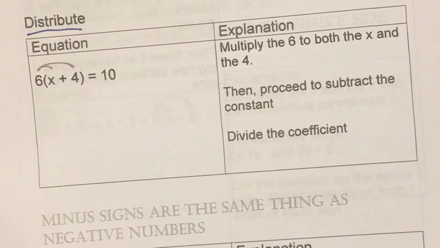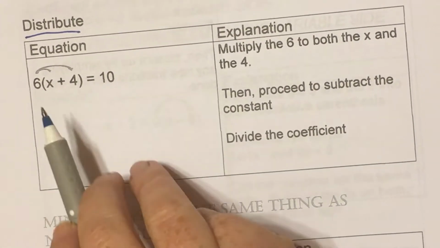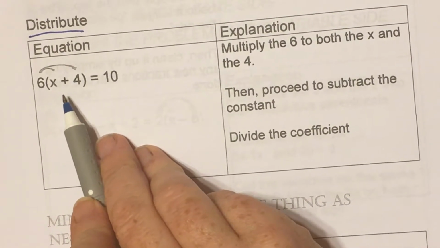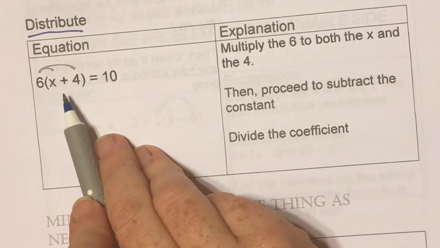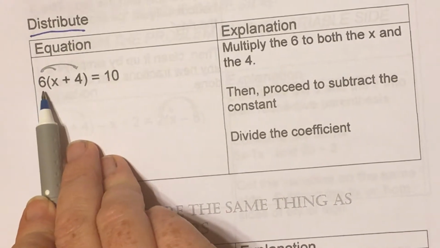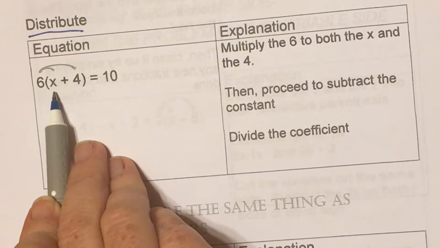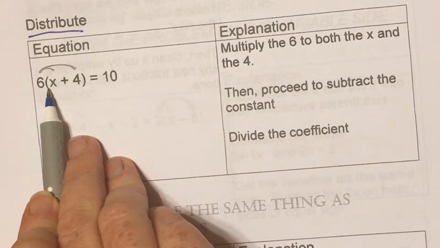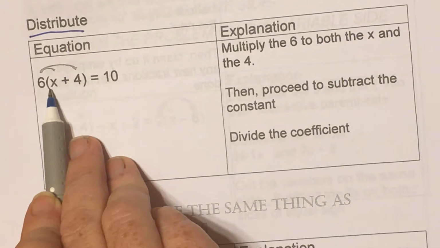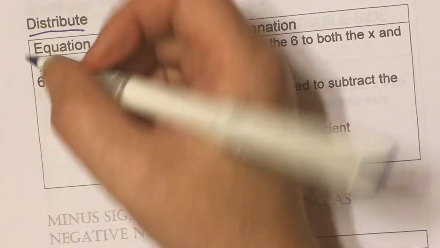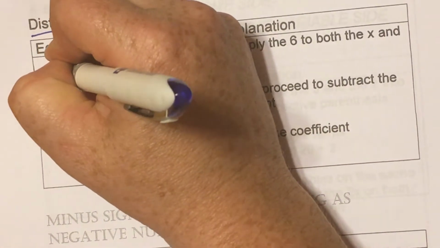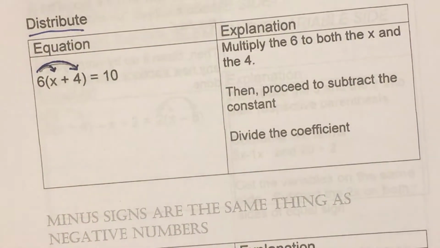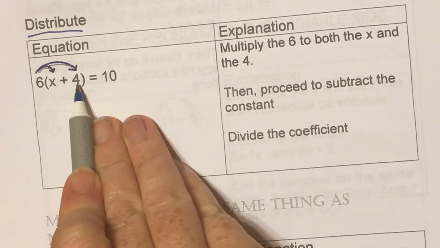This video is about distributing a number inside a parenthesis. So we're still solving linear equations, but in this case we have a number that is located directly outside of a parenthesis. When a number and a parenthesis are side by side like this, it means multiply. So what you're going to do is multiply the 6, but you're going to distribute it, which is where we get the word, to the x and the 4.